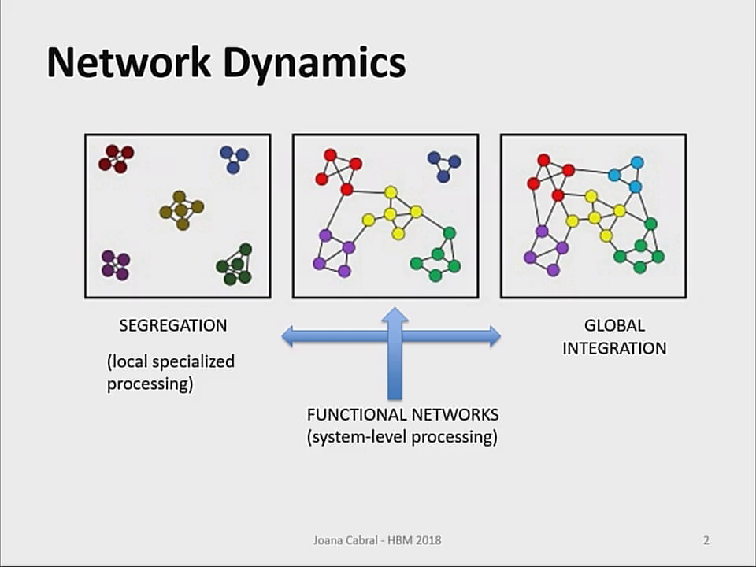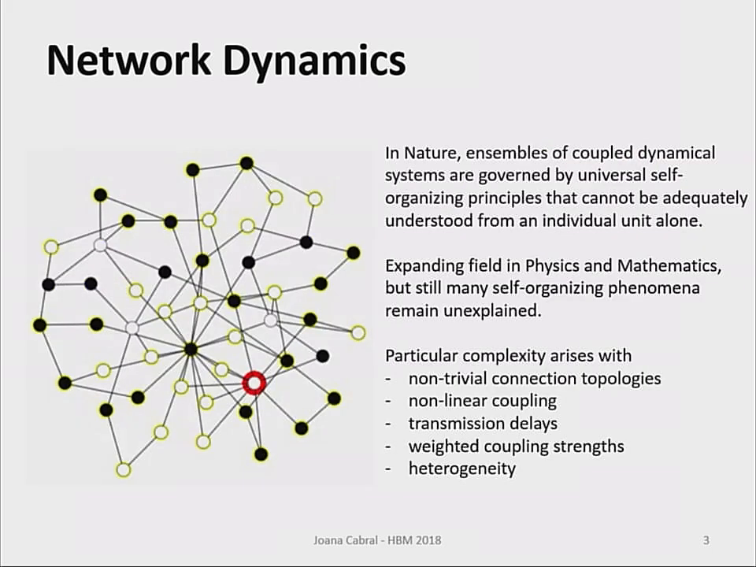All these three types of dynamics are important for the brain. It seems that the brain uses localized, specialized processing at the local level to process auditory and visual inputs, and then there's system-level integration where things are coordinated together to form functional networks. In general, network dynamics is approached as a system of coupled dynamical systems.